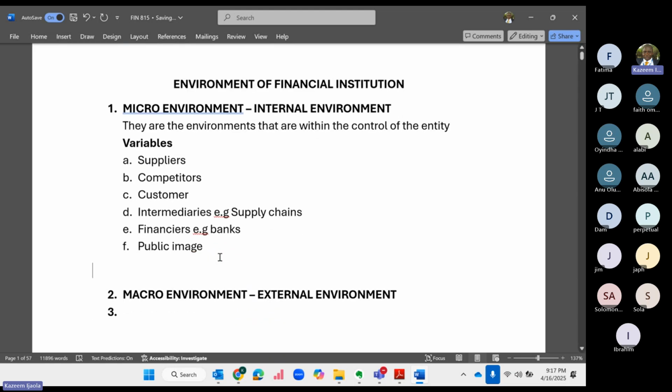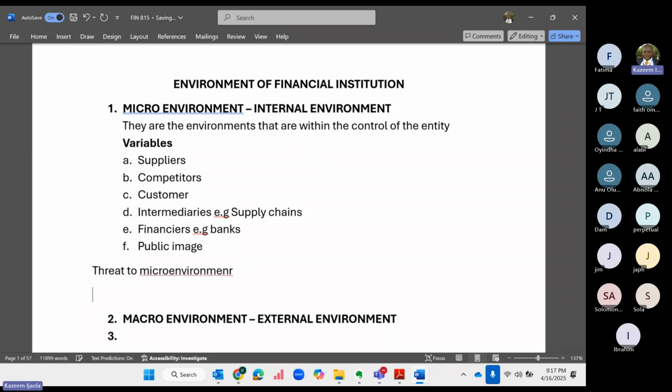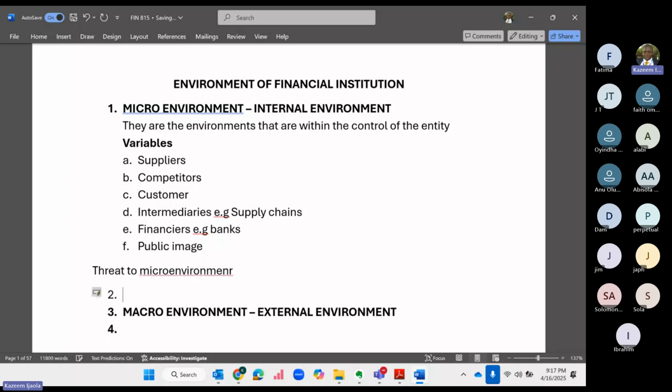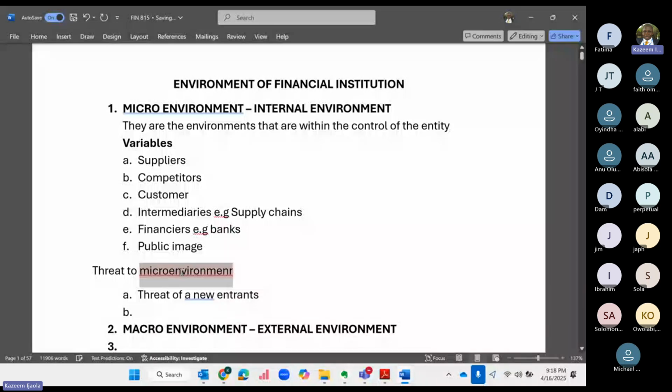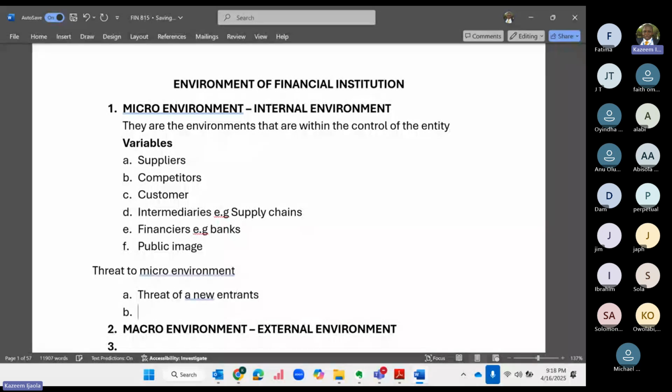Then there are some threats to microenvironment according to Porter. What are the threats to microenvironment? The first threat is the threat of a new entrant. The threat that somebody will enter the market and distort how things are done. So the first one is the threat of a new entrant. This is the number one threat to a micro environment. The threat that new competitors will enter the market and disrupt. Threat of a new entrant, right?